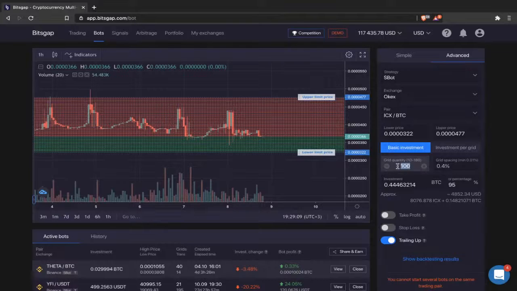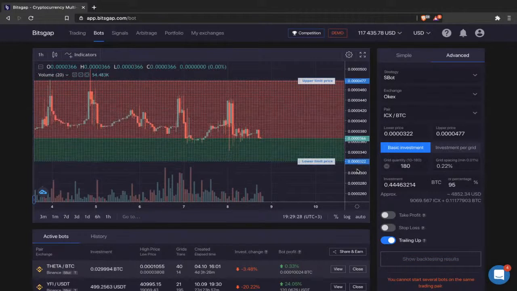Now is the very interesting part. It is the grid quantity. So what you have to understand is that, once again, a grid level is just a limit order, all right? So the more orders you have, and it can be up to 180, depending on the cryptocurrency exchange. In some cases, that can be up to 200.